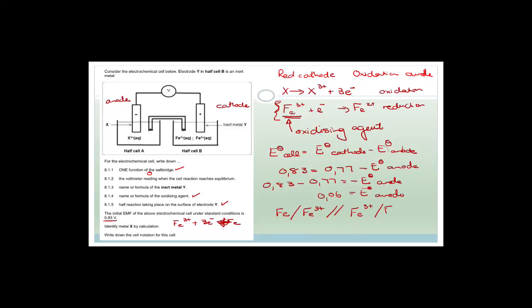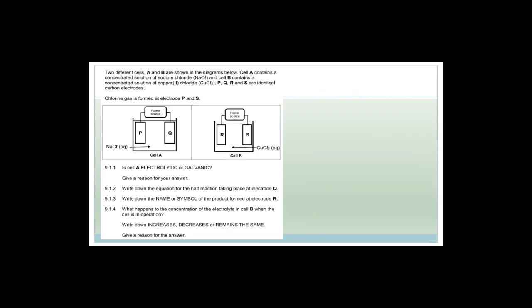Fe3+ dash Fe2+. And remember, you always have to write in 1 mole per decimeter cubed, and then 1 mole per decimeter cubed. You always have to write that in at the bottom, okay? Because that shows your concentration, right? And that it's under standard conditions. Right, let's do the next question.